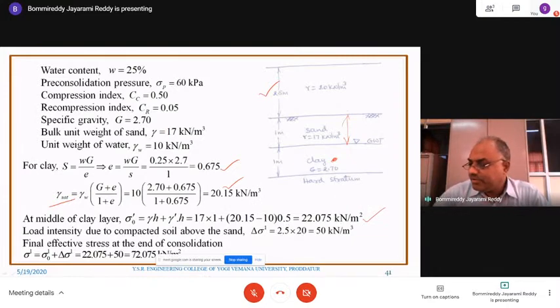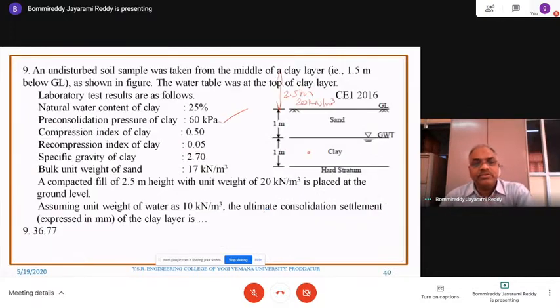And because of the load provided, fill is provided above the sand, you will get delta sigma. Delta sigma is because of the gamma 20 multiplied by 2.5. You can write 2.5 multiplied by 20. It is 50 kilonewton per square meter. But this is the additional pressure. Additional pressure is 50. But what is the original pre-consolidation pressure that is given in the problem as 60? That is given in the problem, 60.